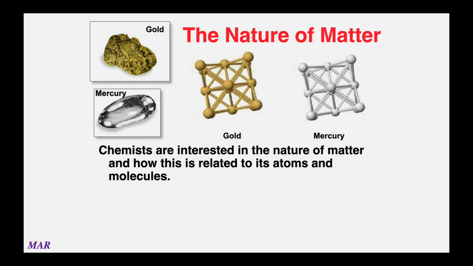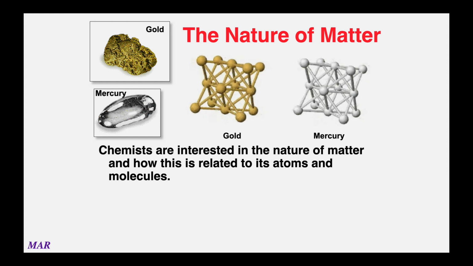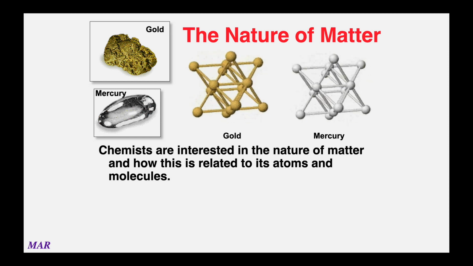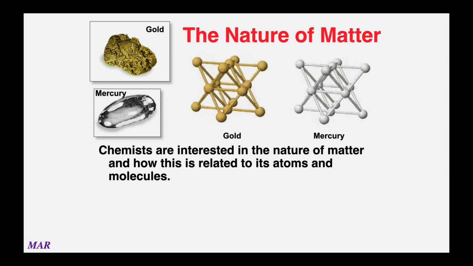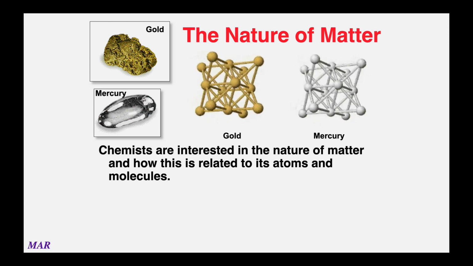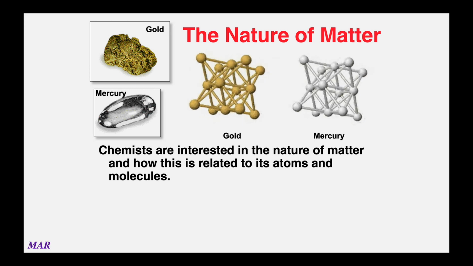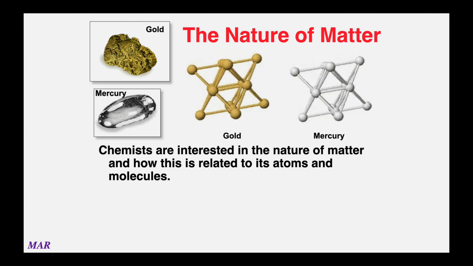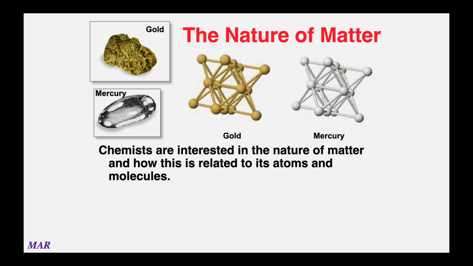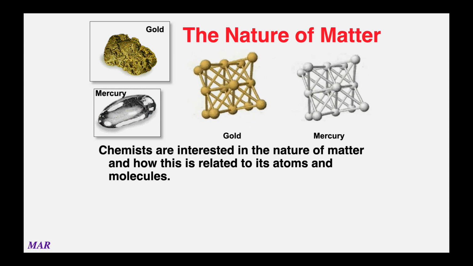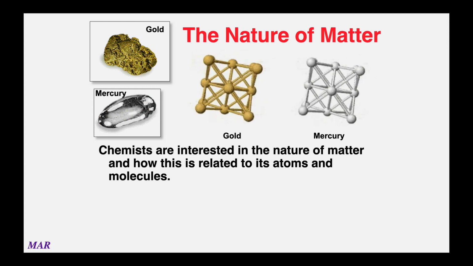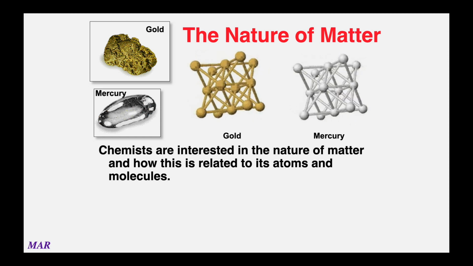Gold and mercury to us look quite different. Gold's like a chunky kind of metal, and mercury, which is sometimes called quicksilver, is a liquid. It's kind of fun to look at, but it's also very dangerous, so be careful. On the other hand, those things that are rotating there are the ways that gold and mercury are related on the atomic level. And you can see they look very similar.